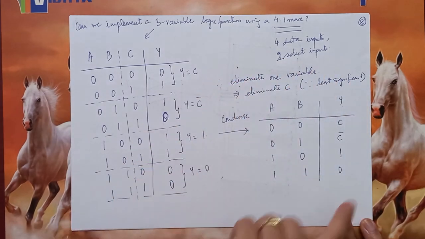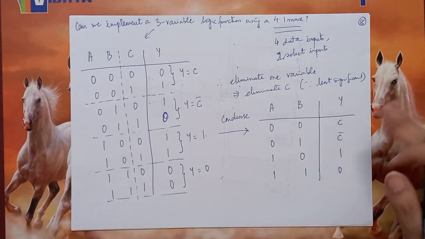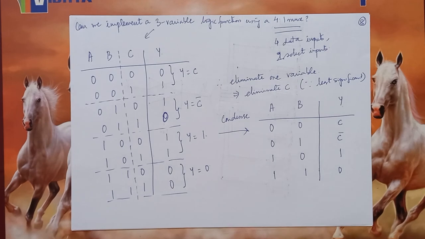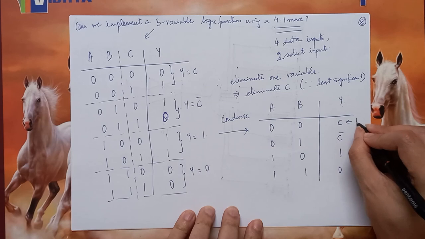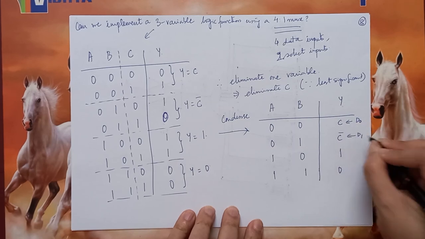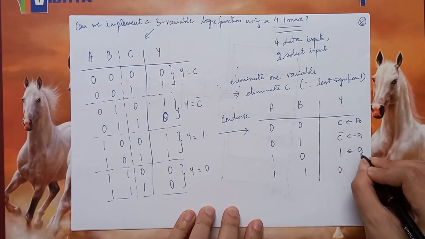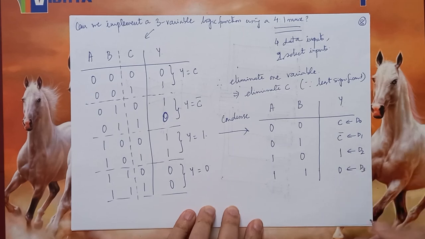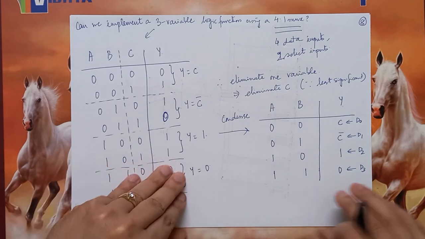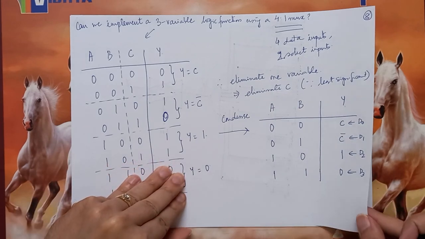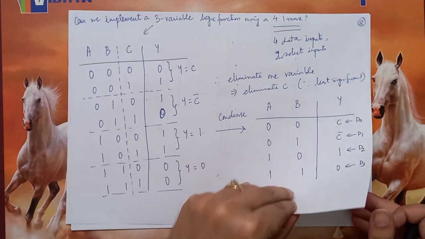Now we have successfully reduced a three variable truth table into a two variable truth table, but the Y is a function of that third variable which is eliminated. So therefore, if we have a 4:1 mux, you can simply connect C to D0, C bar to D1, 1 to D2, and 0 to D3. So what it will now look like is this.